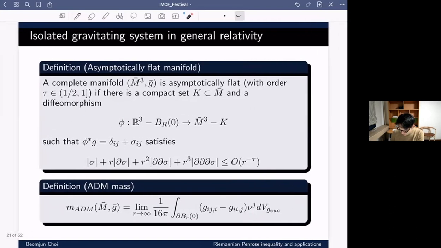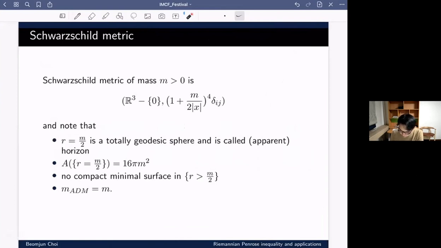An important question now is whether this ADM mass is positive or non-negative, and that's the famous theorem, the positive mass theorem, which was proven by Schoen and Yau, and later in another way by Witten. One important example of an asymptotically flat manifold is the Schwarzschild metric, which describes a rotationally symmetric solution. It's given by R^3 minus the origin with a metric conformal to Euclidean space.